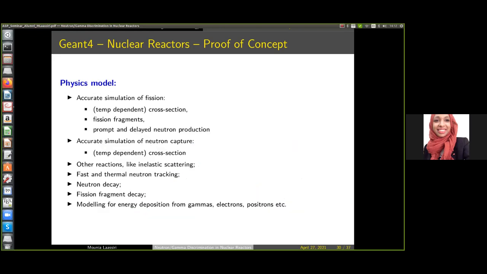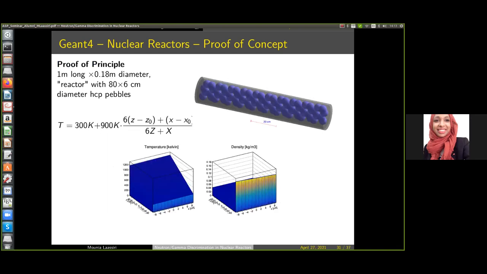So here is the list of all the physics: occurrence simulation of fission, occurrence simulation of neutron capture, other reactions like inelastic scattering, fast and thermal neutron tracking, neutron decay, fission fragments, and finally modeling of energy deposition from gamma, electron and positron, etc. So this figure here still required some development from us. So yeah, our simulation is not yet advanced enough to fully model a nuclear reactor.